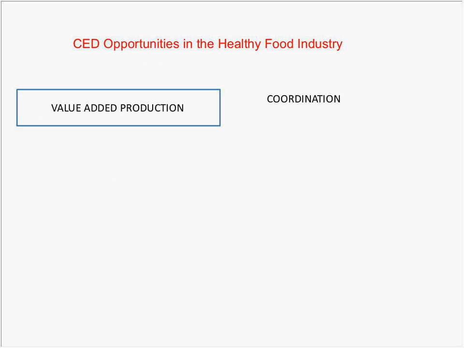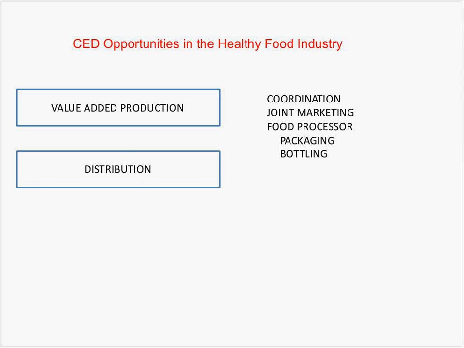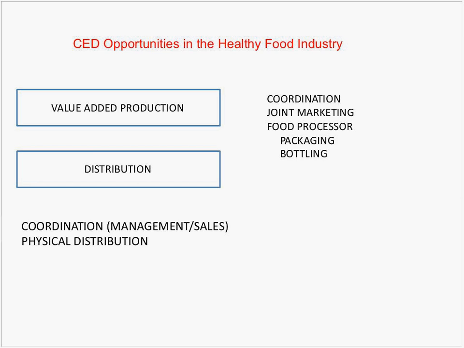Better production, you could coordinate the production of value-added activities. You could be marketing materials for value-added production folks. You could be one yourself. You could be food processing, which includes both packaging and bottling of food types. You could be part of the distribution network. You coordinate sales. You could actually become the physical distributor to the different outlets.